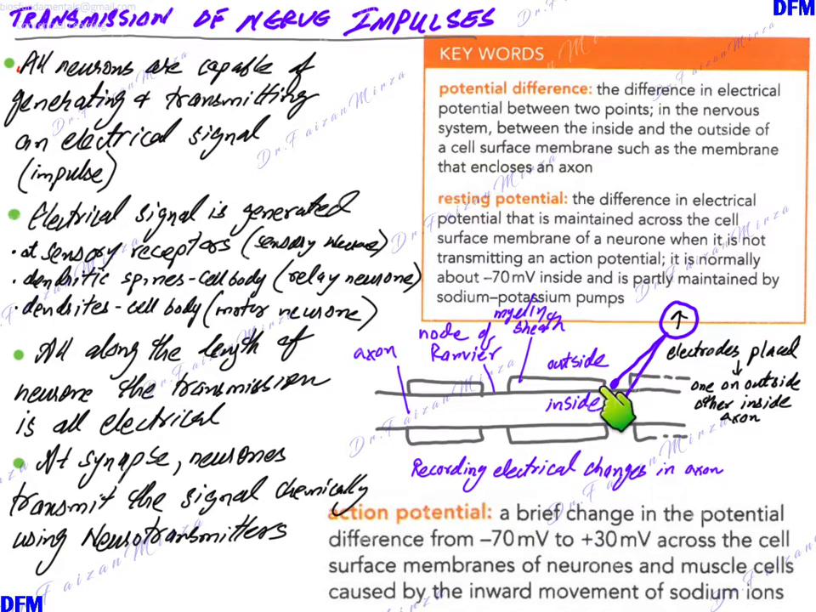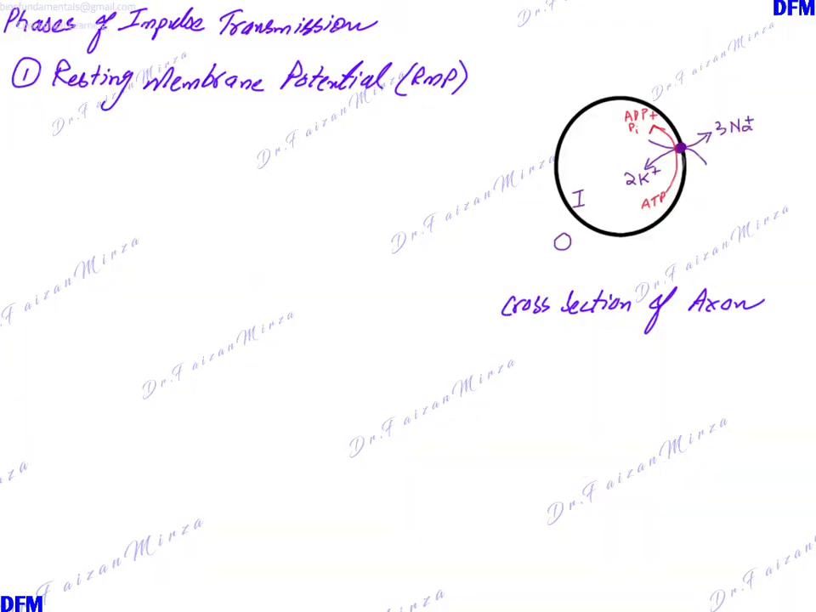We place a surface electrode at the surface of the cell, and we insert the other inside. This is the recording electrode, this is the surface electrode, and the difference in the potential is taken on the meter here, which is the voltmeter. So let's start our discussion of the first phase here of how an electrical signal can initiate.